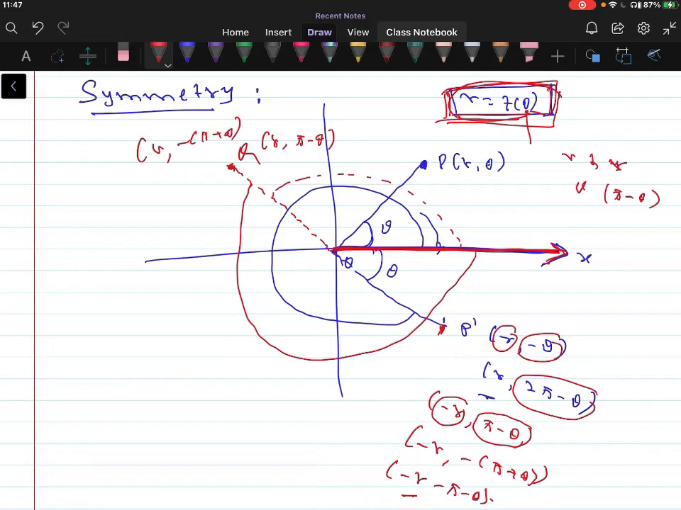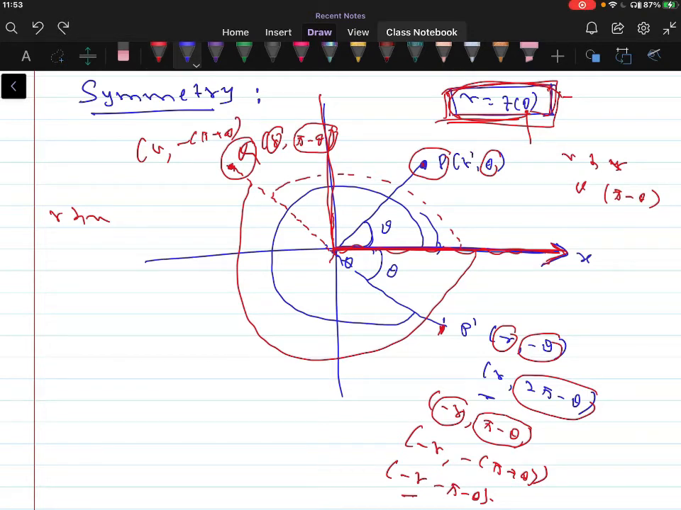Suppose you take a point P of r comma theta in the first quadrant. So the curve r is equal to f of theta is symmetric about the y-axis. When you replace r by r and theta by pi minus theta, if there is no change in the polar curve, then we can say that the curve is symmetric about the y-axis also. Since the point Q is the image of the point P, therefore the curve is symmetric about the y-axis.